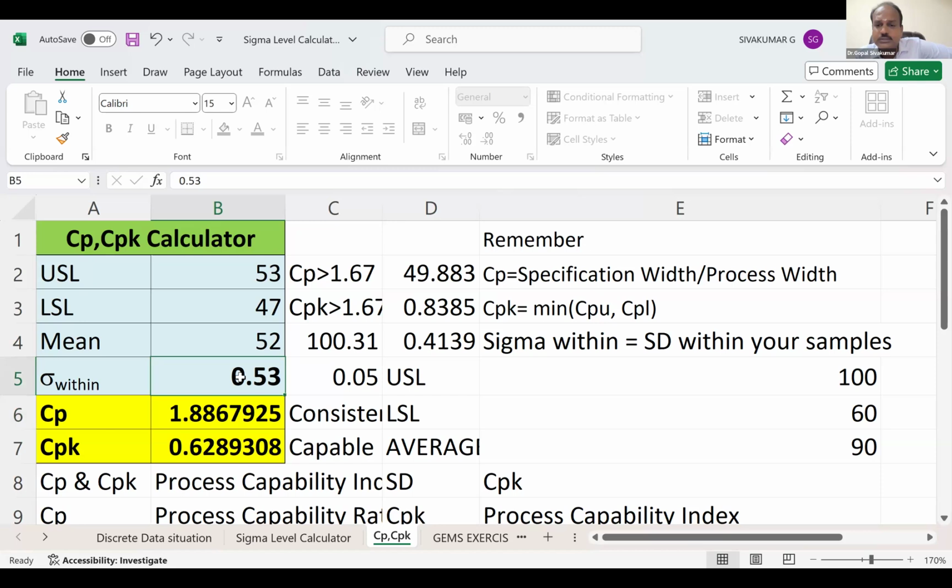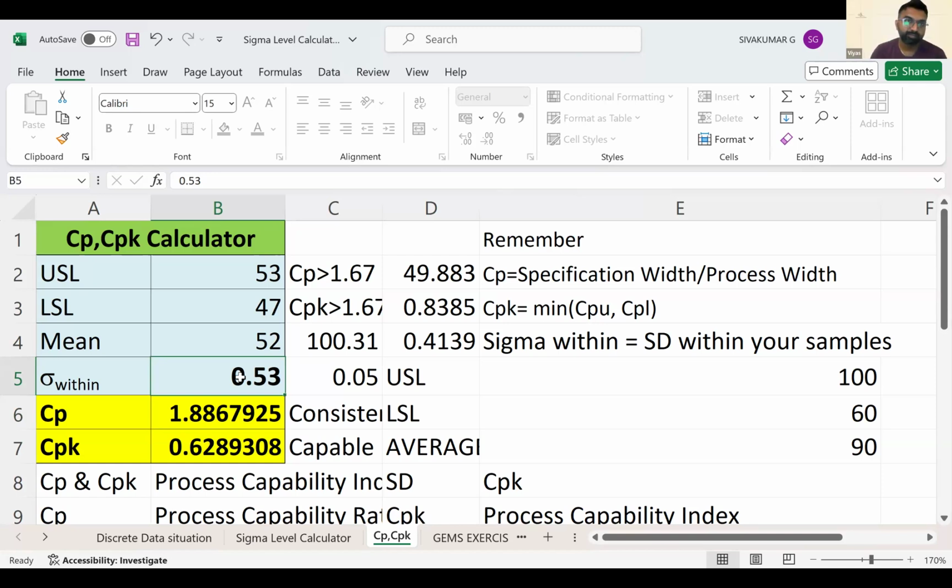Now what is the scenario? CP is acceptable, isn't it? Only CPK is unacceptable. Now, what is the action required? You have nothing to do with the variation. Variation wise, it is very good.